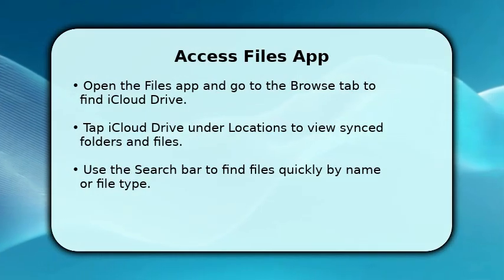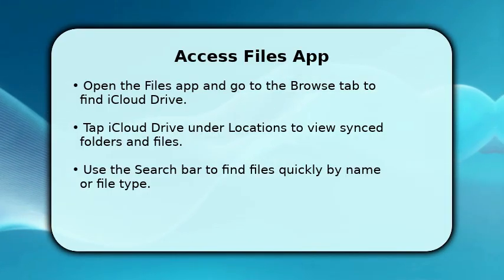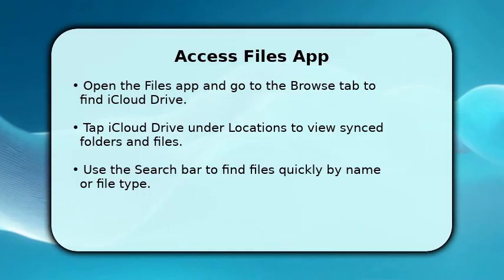Open the Files app from your home screen and tap the Browse tab at the bottom to reveal locations. Under Locations, tap iCloud Drive to access synced folders and files stored in the cloud. Browse directory folders or scroll to see recent documents and media organized by app.